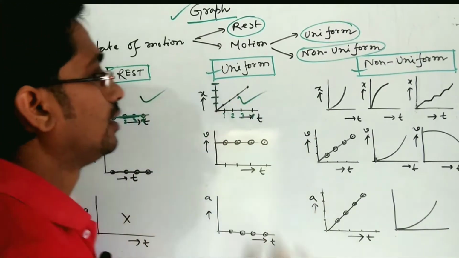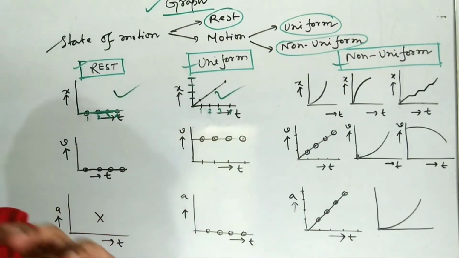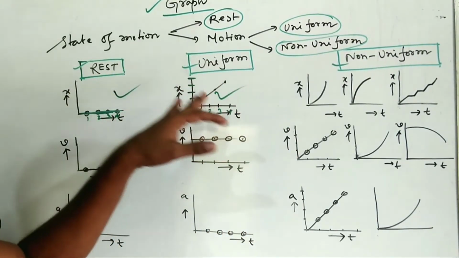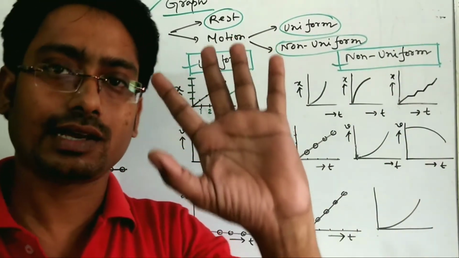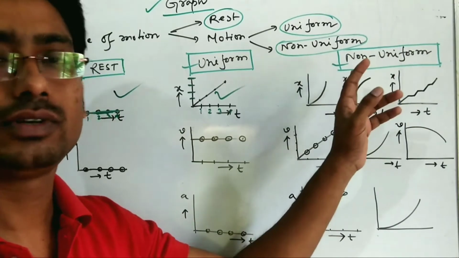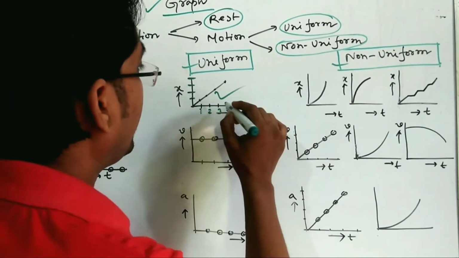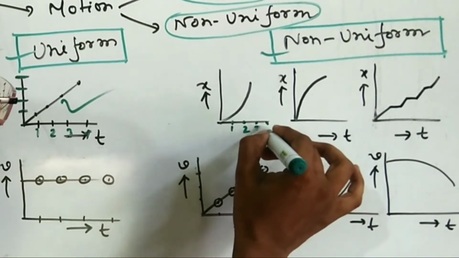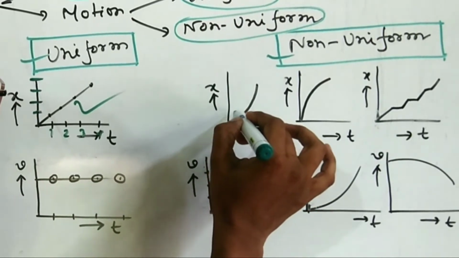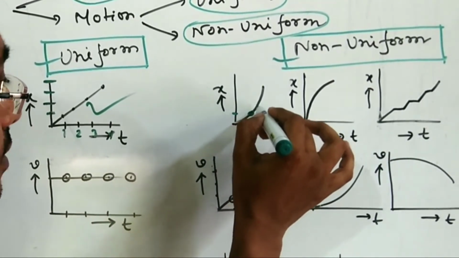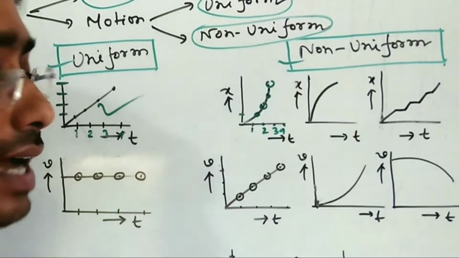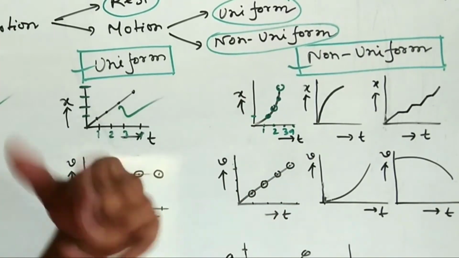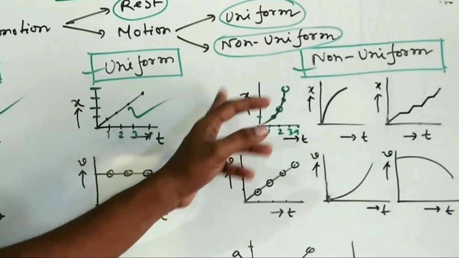Okay, done. Now third one, non-uniform motion. Any other graph which is not included in the rest and uniform motion graphs will come under non-uniform graphs. So you can see this is an xt graph. Here you can see in each interval of time 1, 2, 3, 4 the body displaces unequal distances. So in each interval of time the displacement or distance covered is not equal. That's why it is non-uniform.